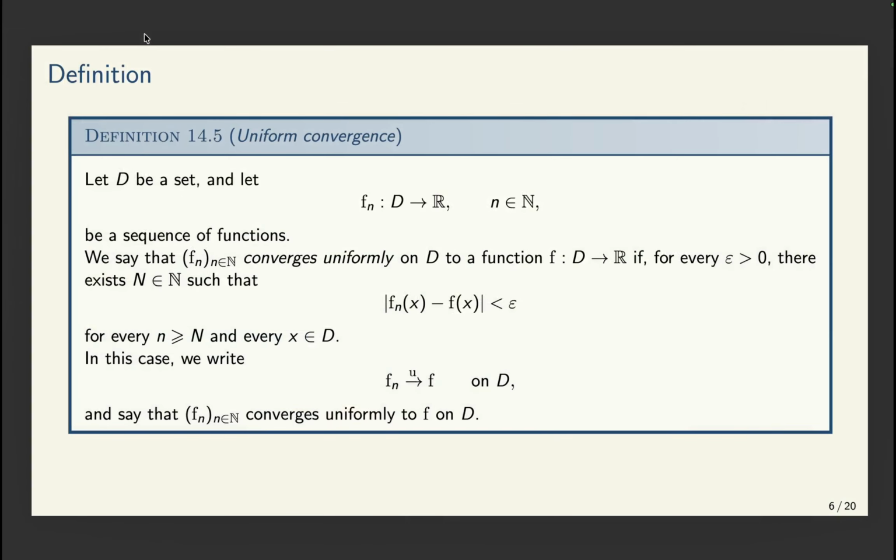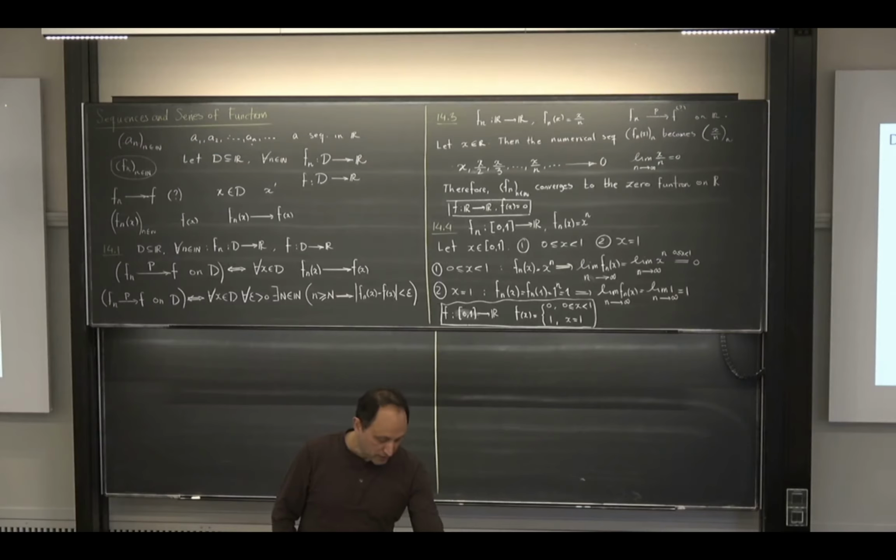So let me read it for you. Let D be a set, and I have again my sequence of functions. We say that this sequence converges uniformly on D to another function if for every epsilon greater than 0, there exists a natural number capital N such that the difference between f_n(x) and f(x) is less than epsilon for every n greater than or equal to N and every x belonging to D. And this is the notation we use. Instead of putting a letter P up there, we put a letter U up there, which means uniformly. But can you see the difference now?